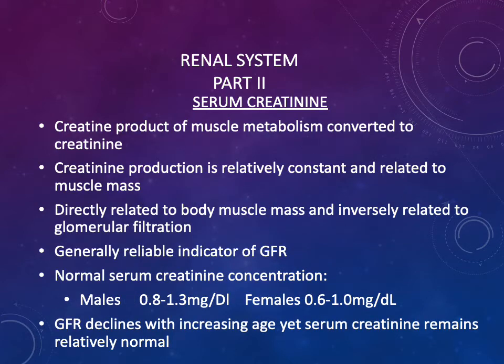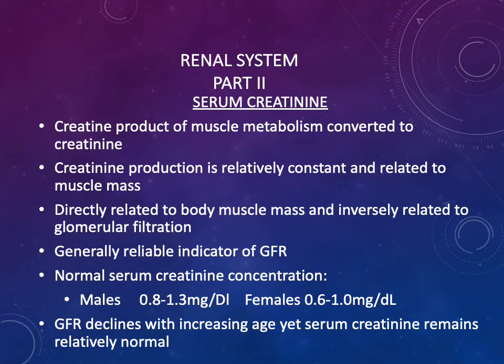You need to know that serum creatinine is directly related to muscle mass and inversely related to glomerular filtration. Good range is 0.7 to 1.5 for concentration. Each doubling of your creatinine is a reduction in GFR of about 50%. GFR also declines with increasing age, yet serum creatinine remains relatively normal in age. That's due to the decrease in muscle mass found in the elderly.